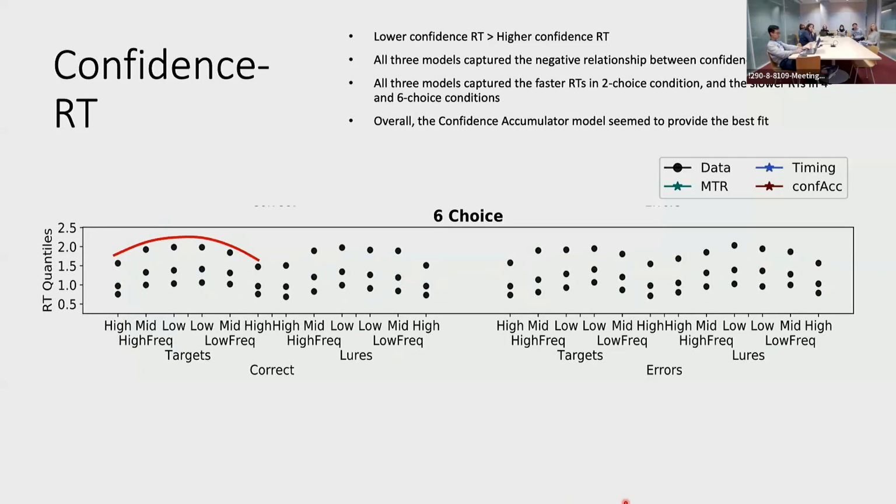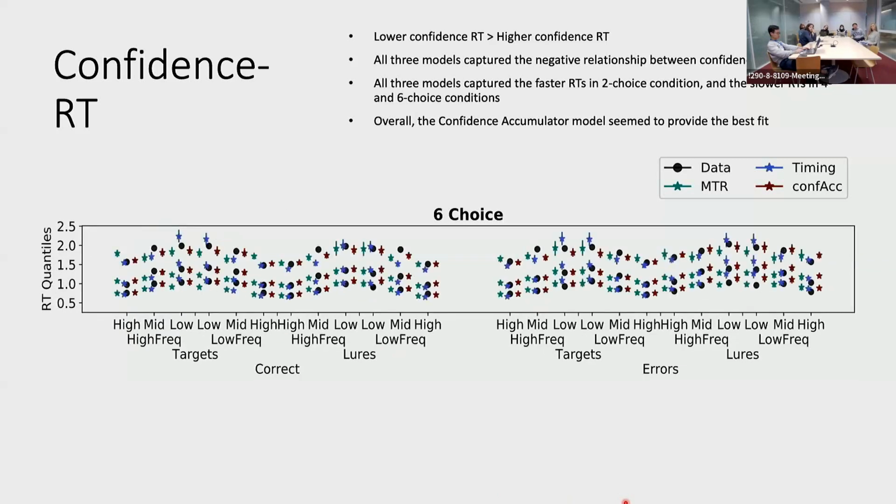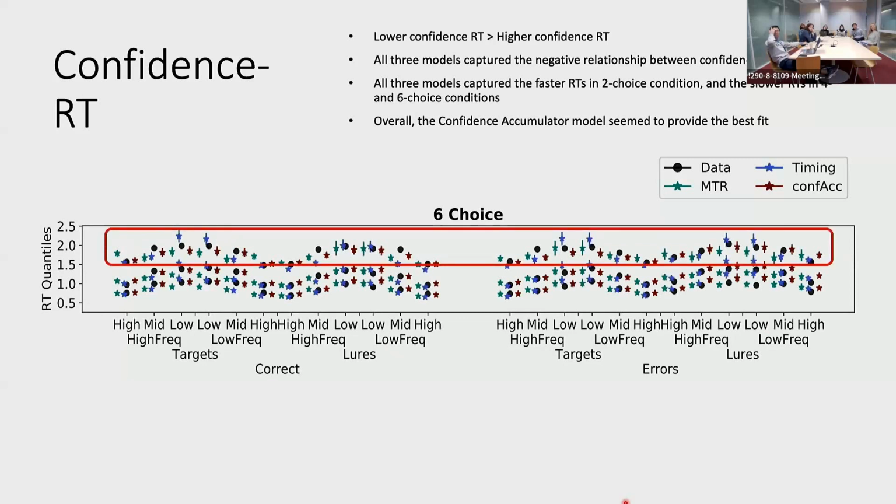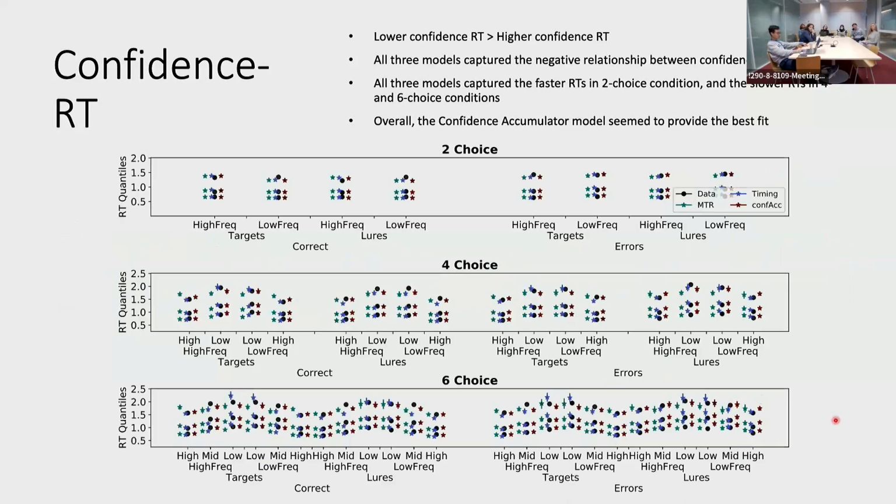The confidence accumulator model seemed to fit better overall, while the NPR and the timing model, so the green and blue stars here, tend to misfit more on the point quantiles, especially in this sixth choice condition. But it's also quite clear that all three models are fitting quite well across the conditions.